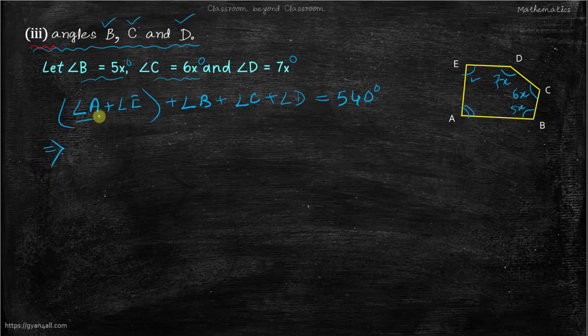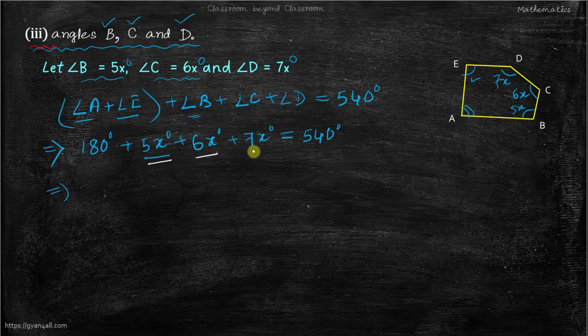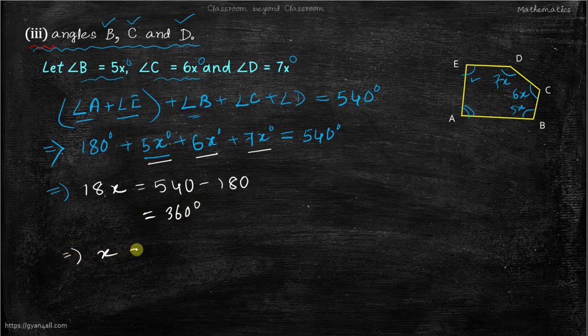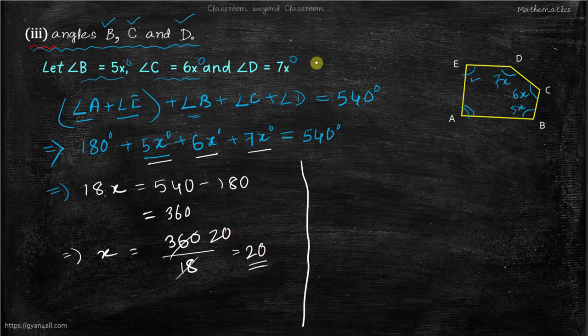So here angle A plus angle E, it is given that this is 180 degrees, plus angle B is 5x degrees, plus angle C is 6x degrees, and angle D is 7x degrees, and the sum of the angles is 540 degrees. So 5x plus 6x plus 7x, which is 18x, is equal to 540 minus 180, and that is equal to 360 degrees. Therefore x is equal to 360 divided by 18, which is equal to 20.